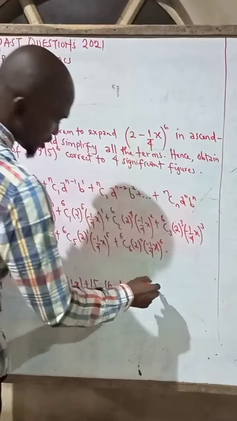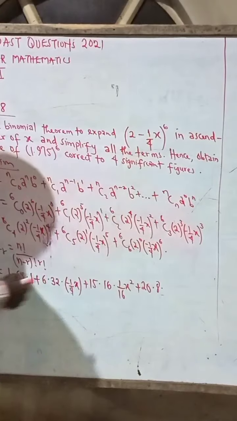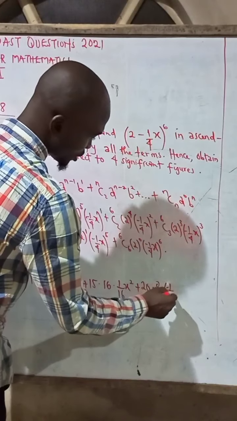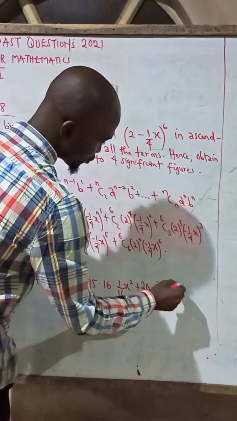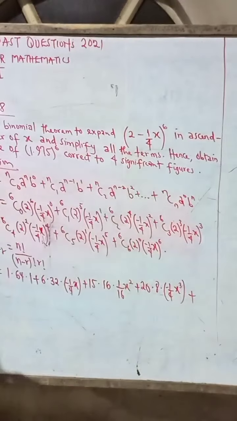Now 2 raised to power 3 is going to give us 8, times negative. So the power is odd here, the answer will be negative. That's minus 1 all over 4x raised to the power of 3. So the next term will follow.